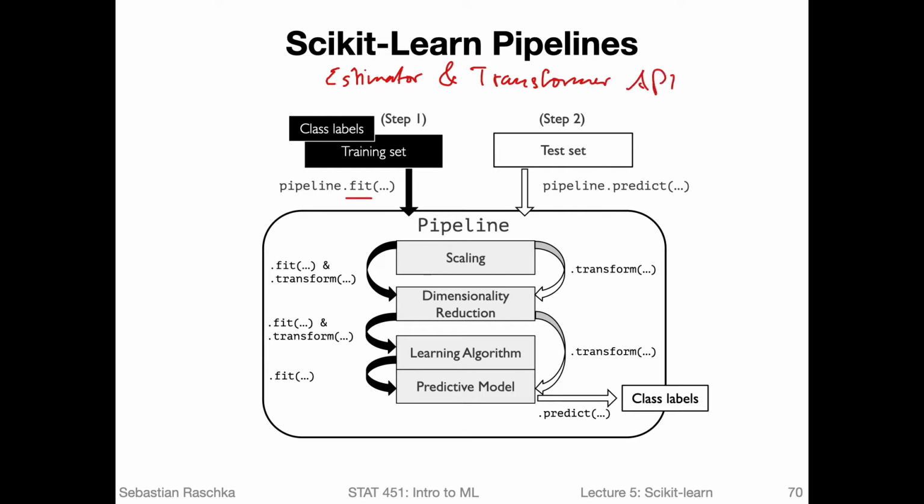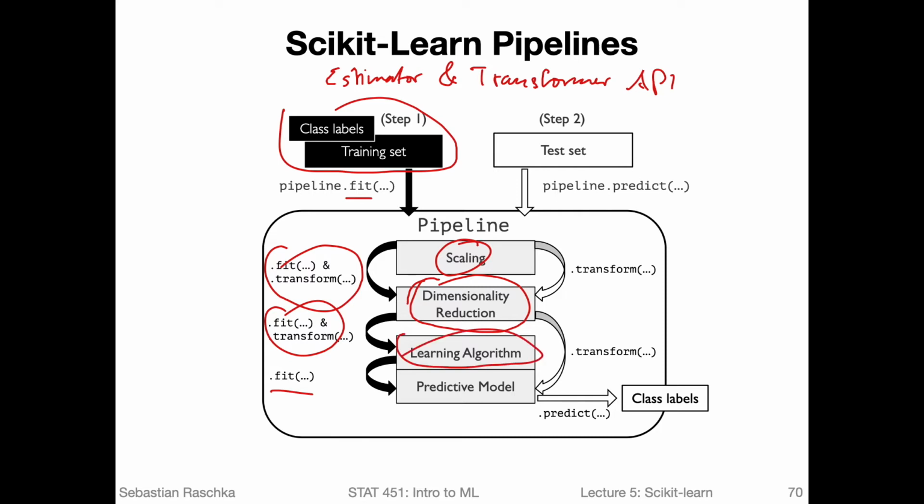So you again have a fit method that you can use on the training set, and then after that, internally, what will happen is there will be several fit and transform steps and the final fit step. Depending on what's in your pipeline, it can do, for example, data scaling like standardization or min-max scaling, or dimensionality reduction, and then training a learning algorithm, and then returning a predictive model that you can then use to operate on the test set.